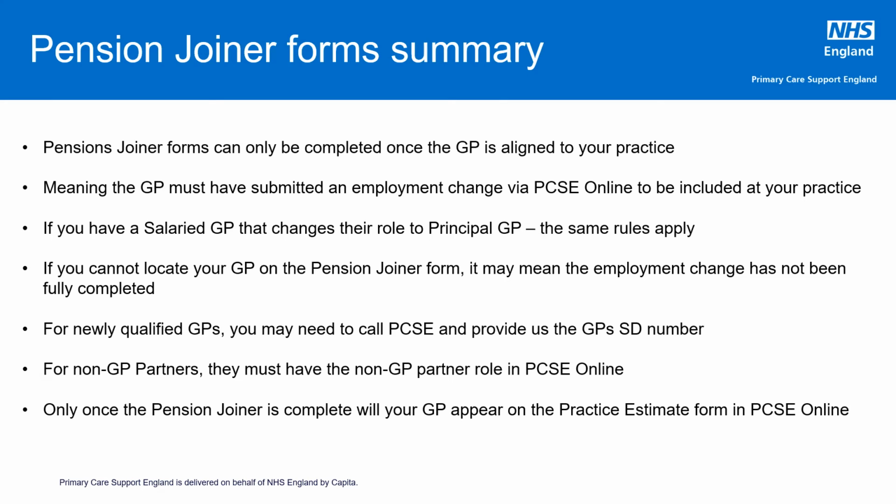If you cannot locate your GP on the pension joiner form, it may mean that the employment change has not been fully completed. It may be that it's waiting a practice approval or waiting the approval of the ICB. Or it may be that the GP has not submitted that request through PCSE Online. For newly qualified GPs, you may need to call PCSE and provide us with the GP's SD number. And for non-GP partners, they must have the non-GP partner role in PCSE Online. Only once the pension joiner form is complete will your GP appear on the practice estimate form in PCSE Online.